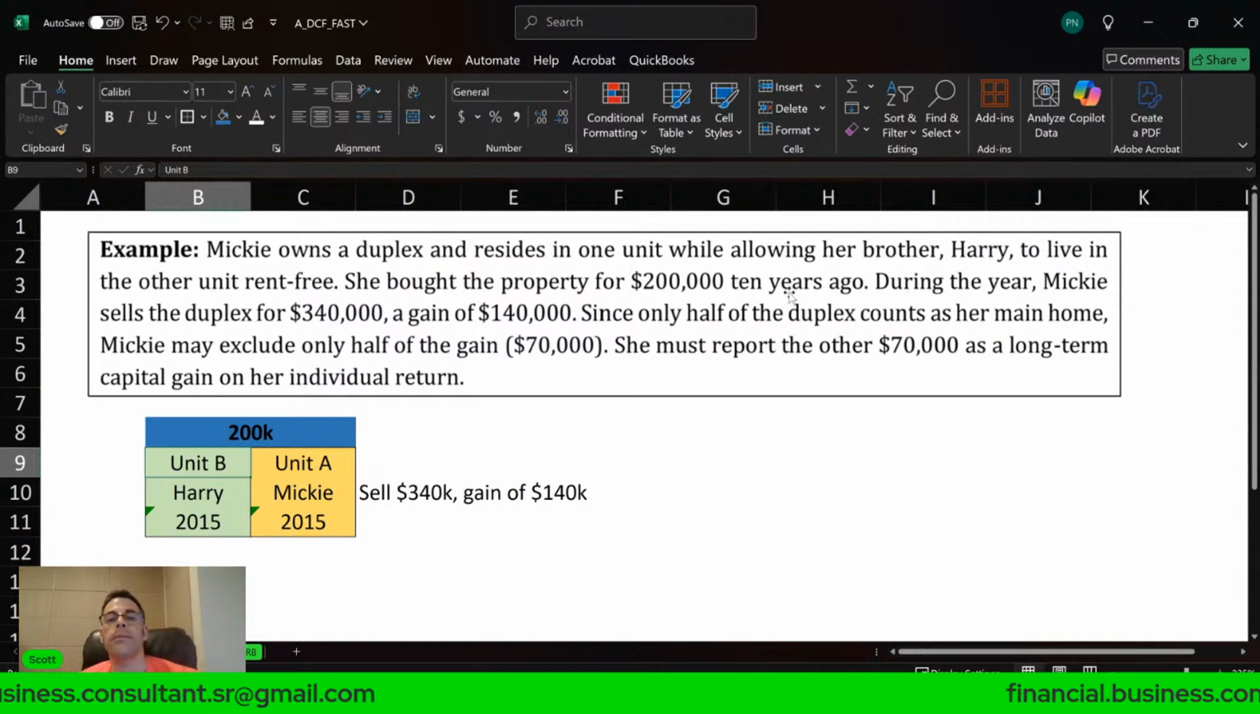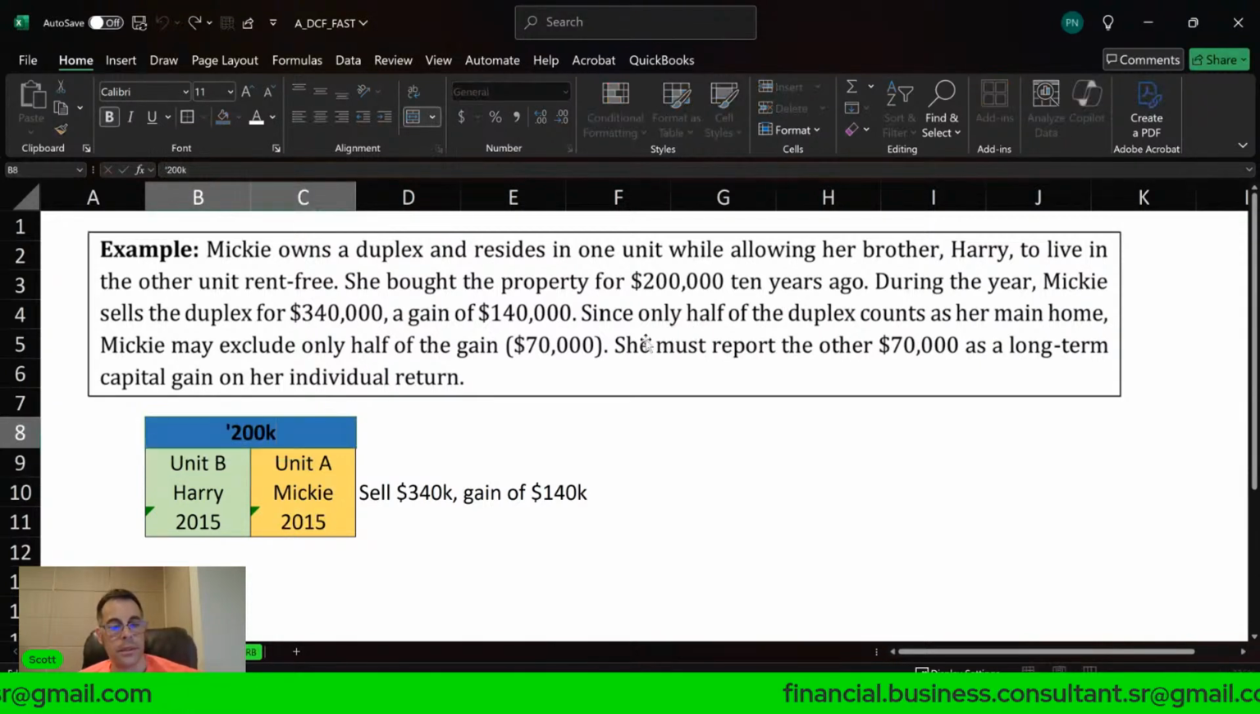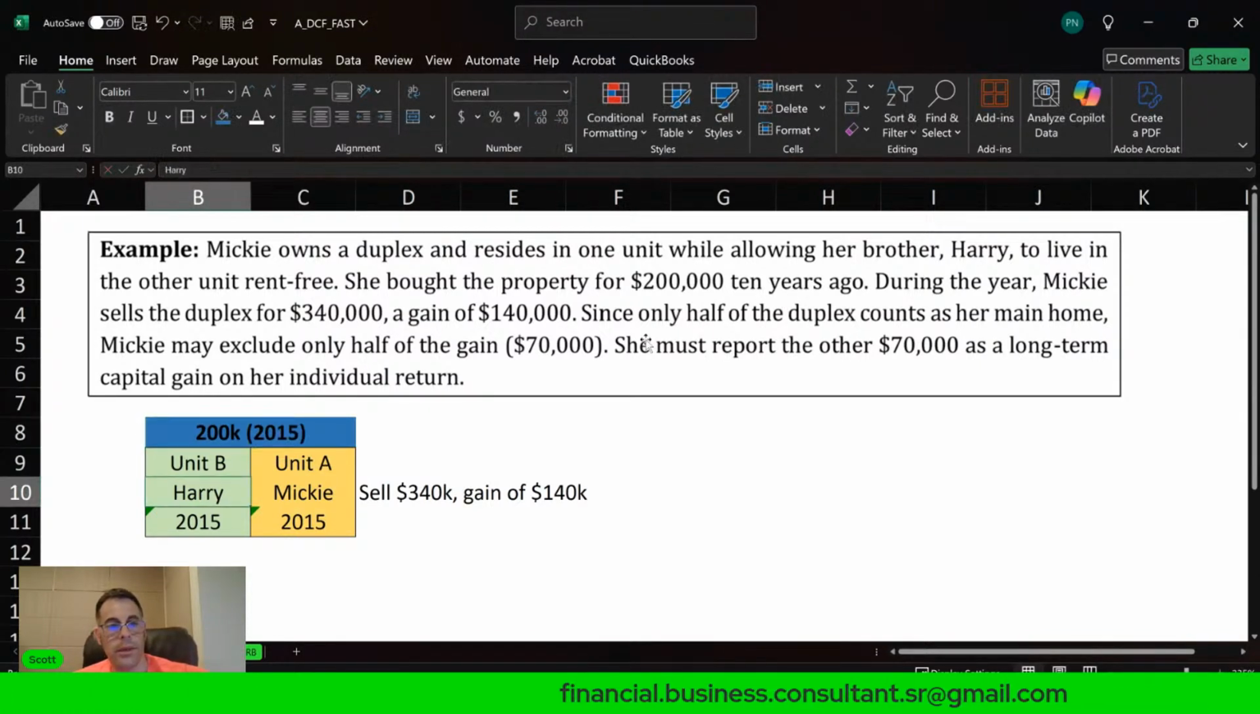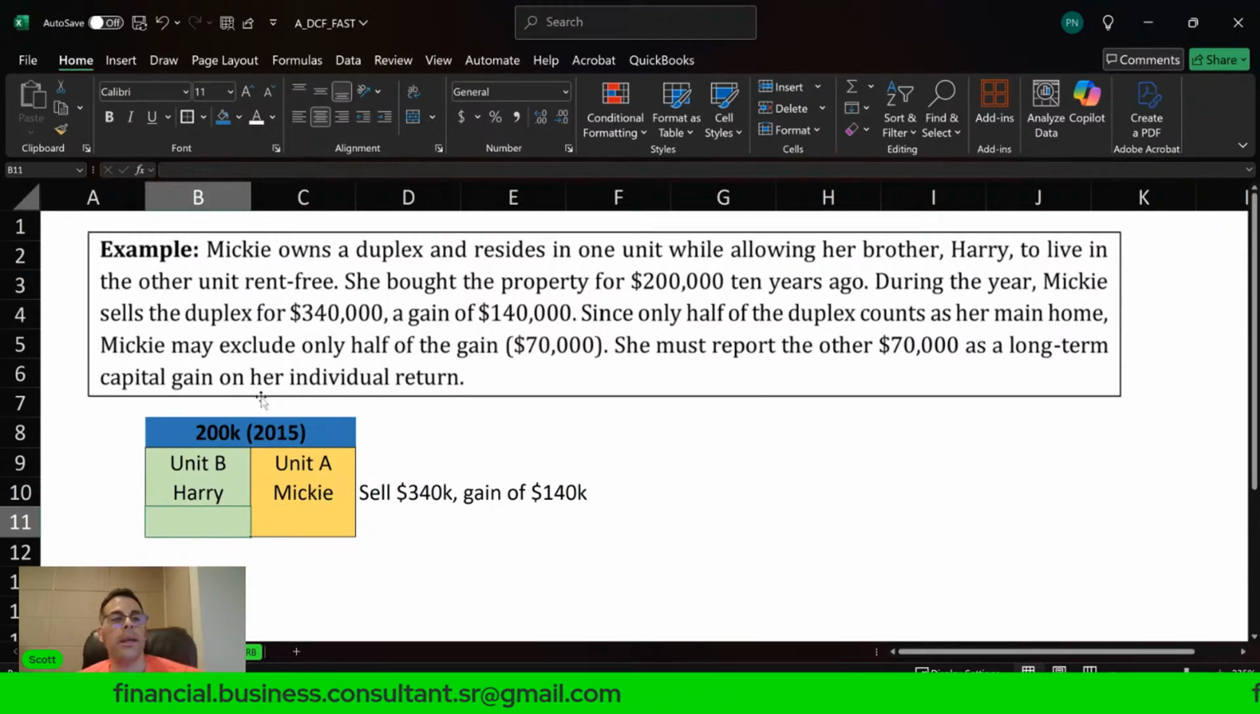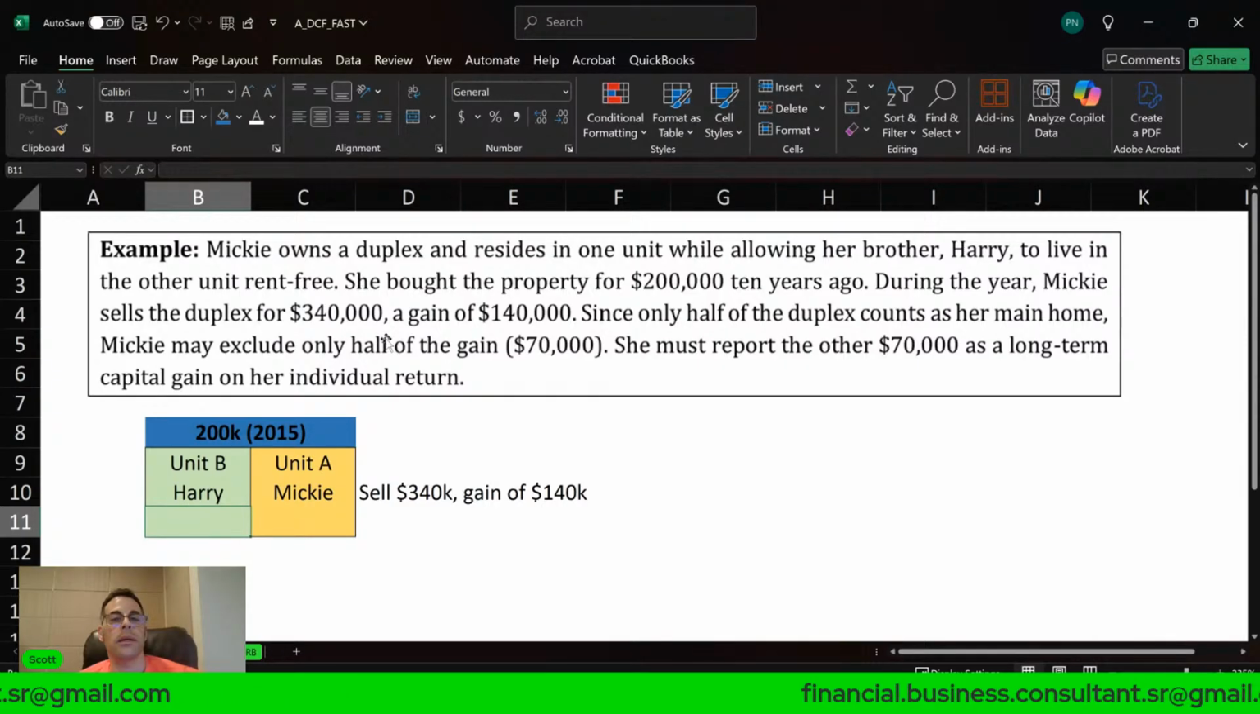She bought the property for $200,000 in 2015. During the year, Mickey sells the duplex for $340,000, a gain of $140,000.